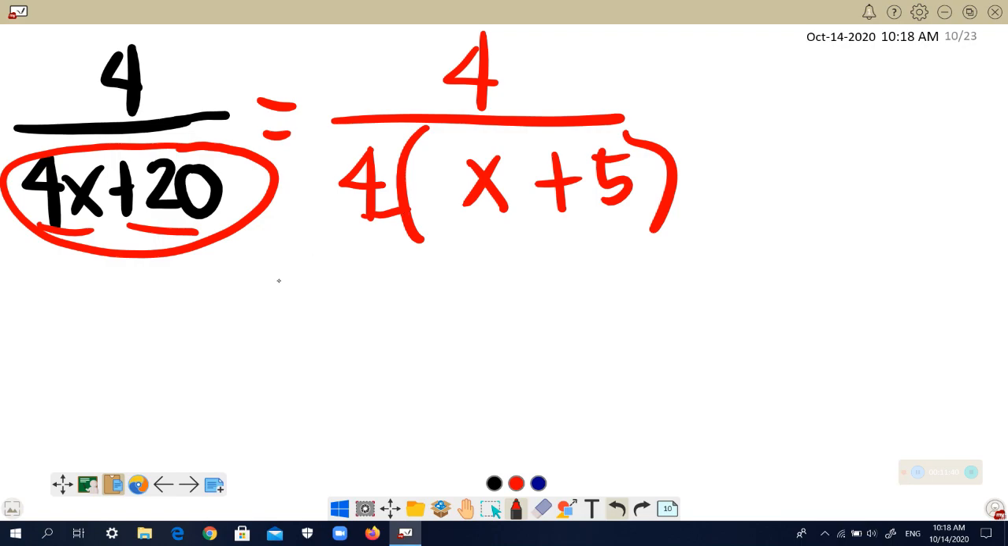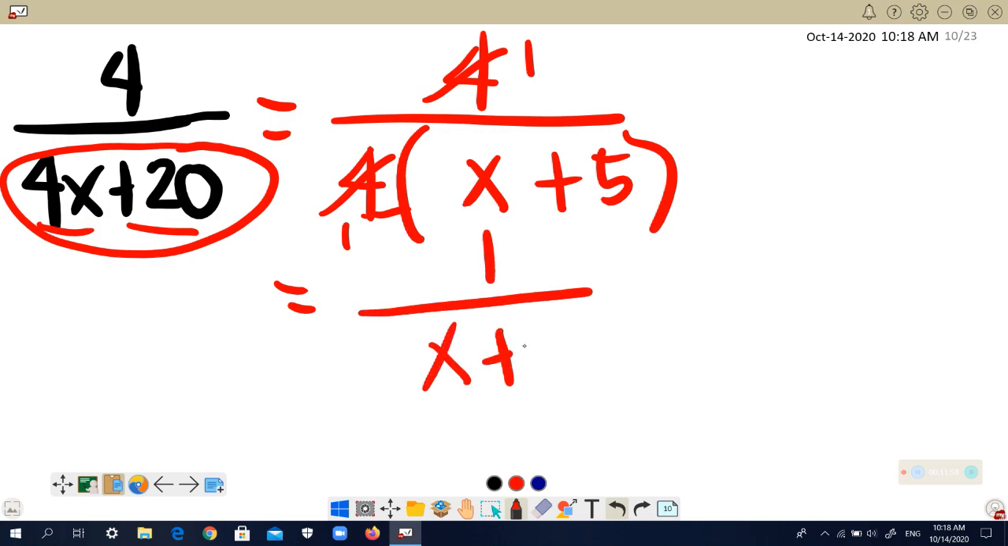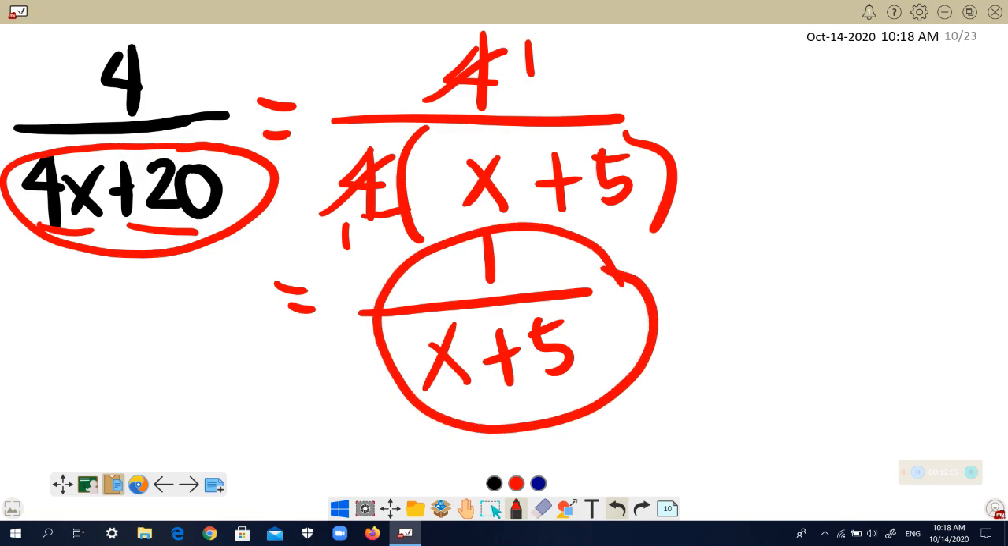And then as you have factored out the given polynomials that are factorable, you may now proceed with dividing out or cancelling out the common factors. So you will have your 4 divided by 4 is 1. So you will be left on the numerator with 1 all over x plus 5. There we have the simplest form of 4 over 4x plus 20, which is 1 over x plus 5.